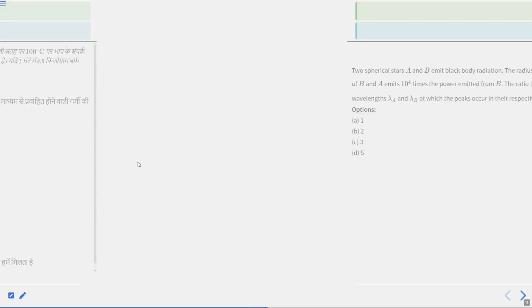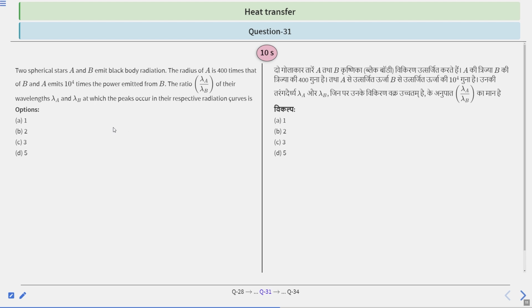Next question. Question 31. Two spherical stars A and B emit black body radiation. The radius of A is 400 times that of B, and A emits 10 raised to the power 4 times the power emitted from B. The ratio of lambda A divided by lambda B, the wavelengths at which the peaks occur in their respective radiation curves, is given. Options: option A is 1, option B is 2, option C is 3, and option D is 5. Which one is correct? You have 10 seconds to solve this question. After 10 seconds, we will provide the solution.